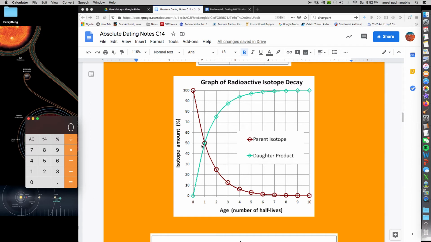Where they cross right here, anytime you see two lines that look like this and they cross, that represents the first half-life. And then you have the continuation of the decay down here. And for every decay, there is a corresponding daughter element on the other side. So this is what this graph is all about.